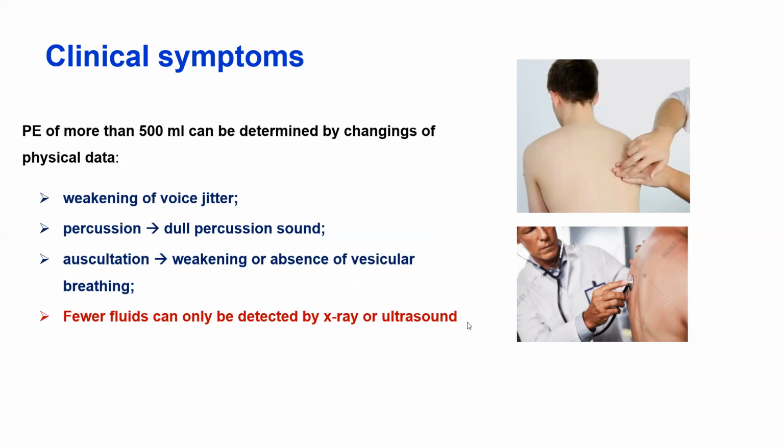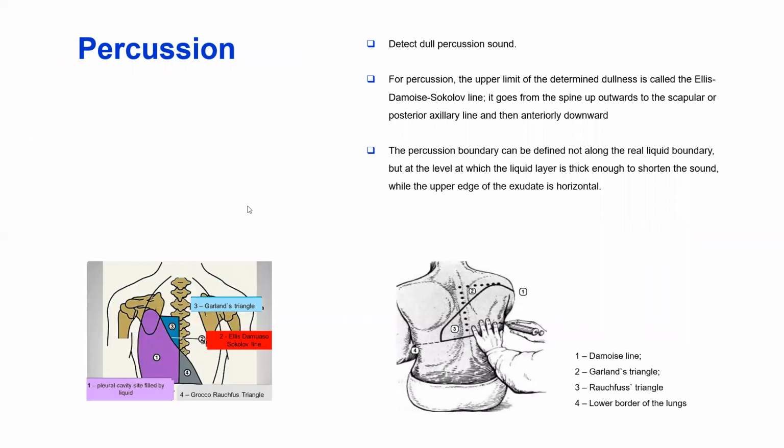During objective examination, we can find appropriate changes using palpation, percussion, and auscultation only in patients with a large amount of fluid in the pleural cavity, usually more than 500 milliliters. At percussion, we can find a dull percussion sound above the pleural effusion.